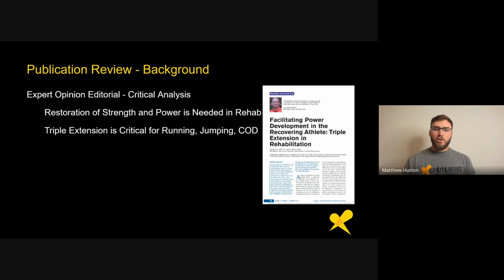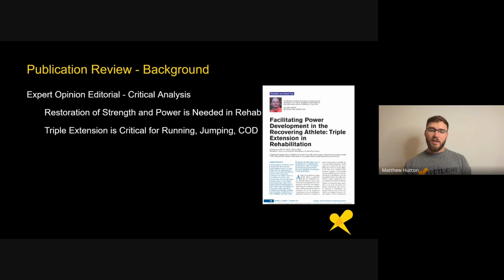Two of the things that he was emphasizing here were that the restoration of strength and power is needed in rehab. I don't think that's a surprise to anybody, but that was just laying the foundation for the article. And then lastly was the triple extension being a critical component for any athletic movement, basically. So running, jumping, change of direction. He was emphasizing the need for triple extension in a rehab context.